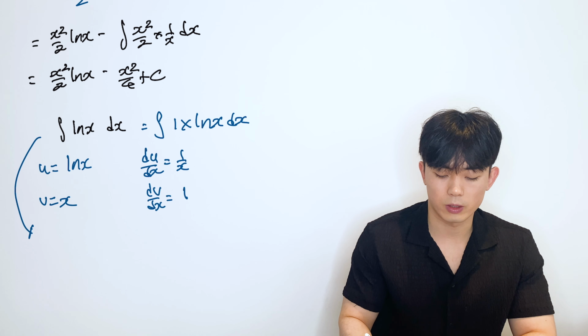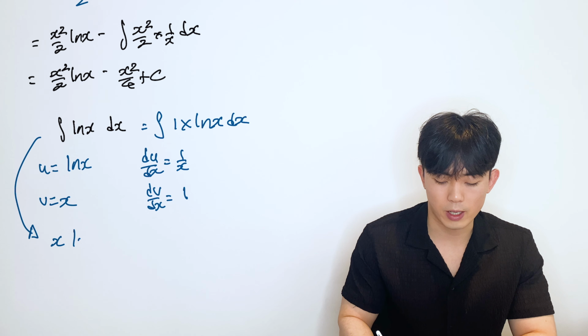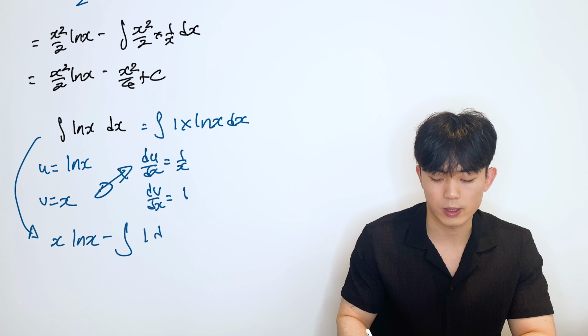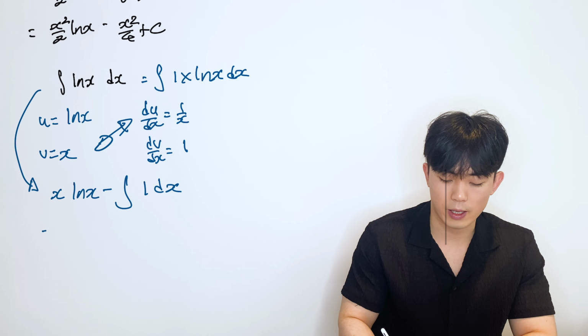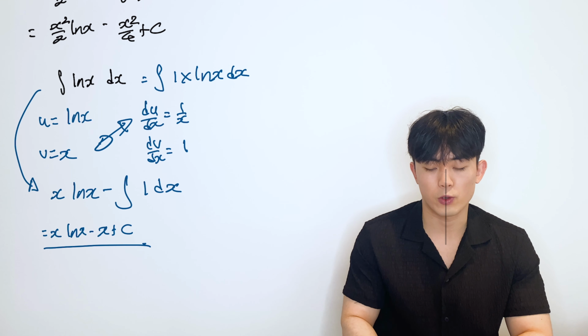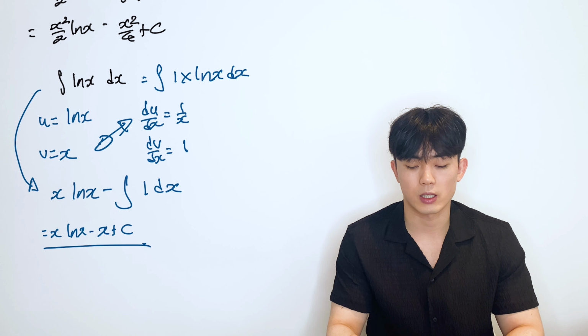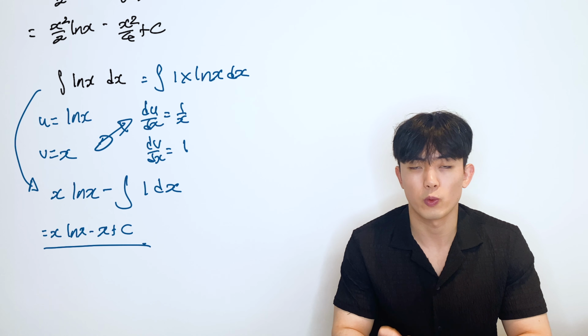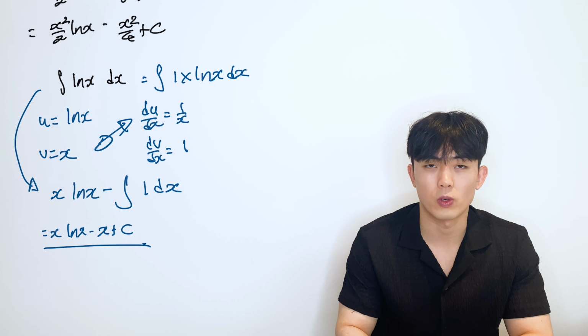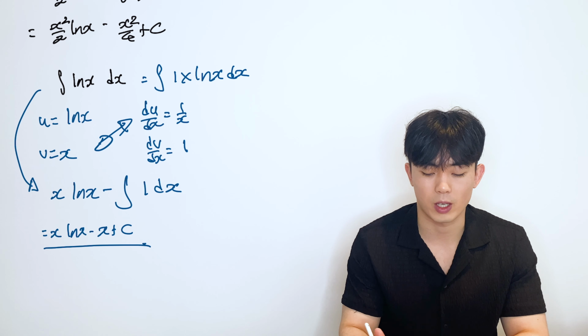So now this will be uv, so x times ln x, minus the integral of these two together, which will cancel out to 1 dx. So we're going to get x ln x minus x plus c. So this is actually how you integrate, or what you get when you integrate ln x. But even if you know this, when using integration by parts, u always has to be ln x. Okay, so don't forget about that.